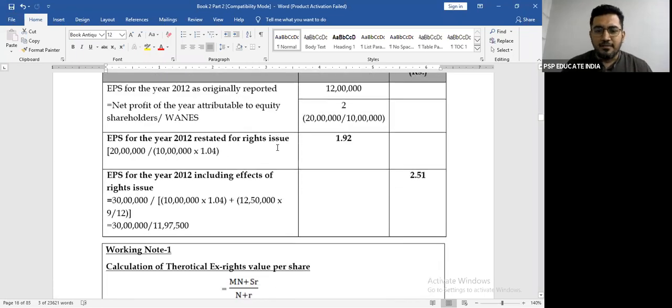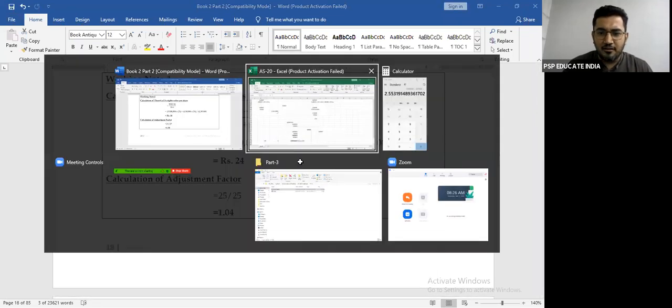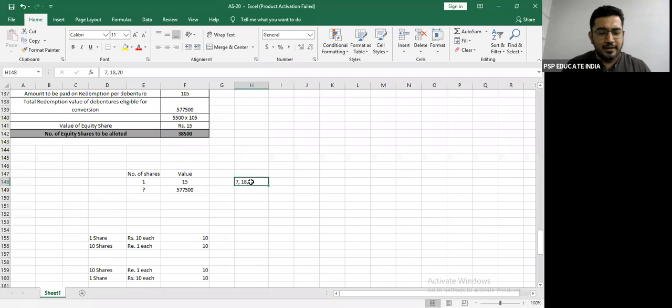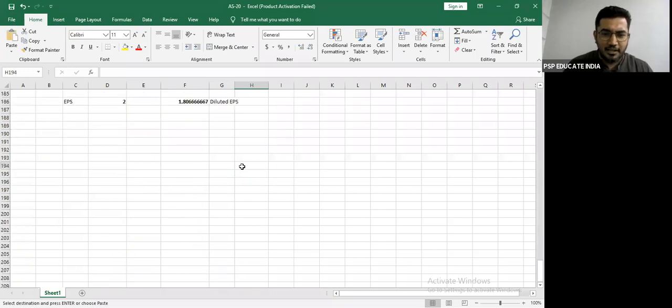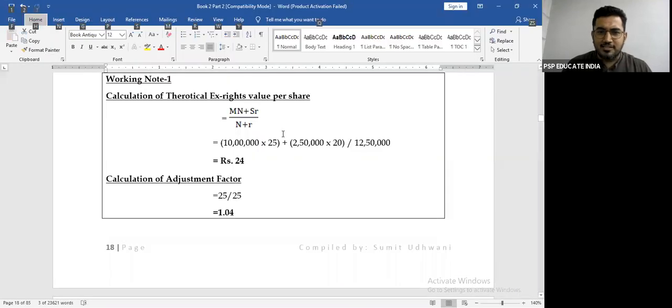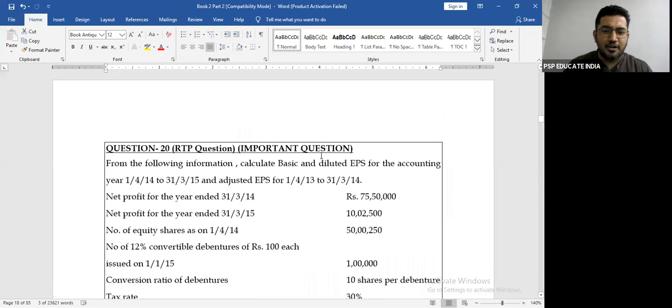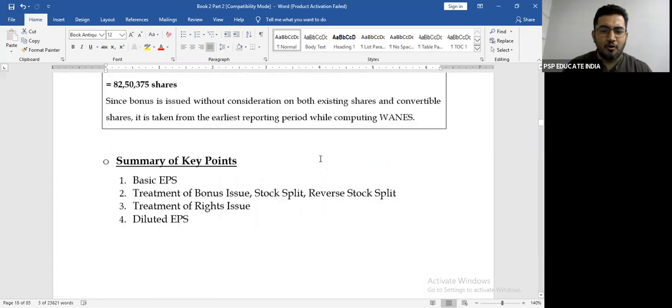Okay, this is all that we have done till now in this accounting standard. If you look at the questions that are left, question number 7 we have already done. There is one more part to diluted EPS that we will do in question number 18, and finally we will do question number 20. So this brings me to the end of the entire revision of accounting standard 20, whatever we did till now.